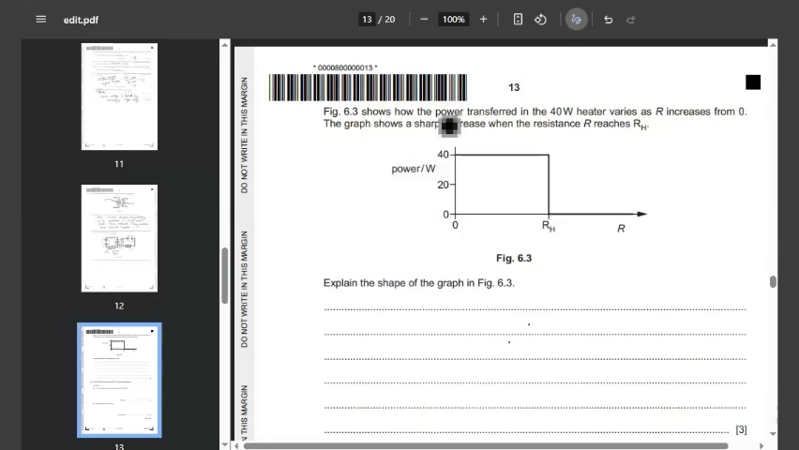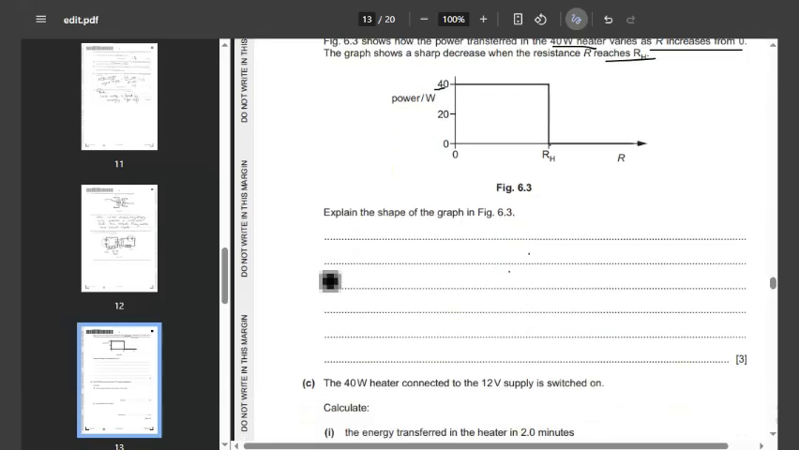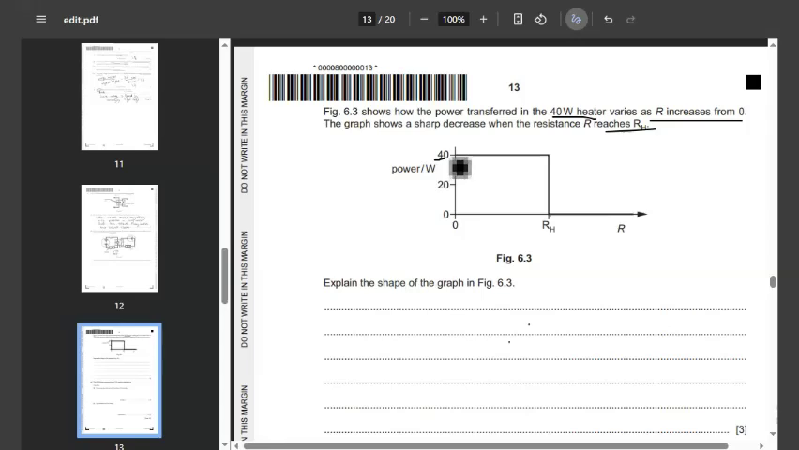Figure 6.3 shows how the power transferred in the 40 watt heater varies as R increases from 0. The graph shows a sharp decrease when the resistance R reaches RH. So the diagram shows that the power used to be 40 watt while the resistance was increased from 0 to RH. And then when the resistance hit RH, the power decreased sharply to 0. Okay, explain the shape of the graph in figure 6.3. We have to explain why the power suddenly decreased to 0 from 40.